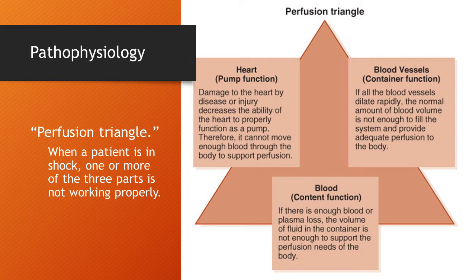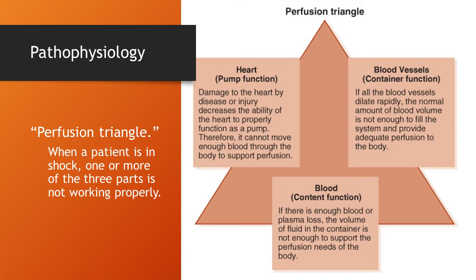In its simplest form, shock is inadequate tissue perfusion. This means that oxygenated blood can no longer reach the tissues and the cells to support normal metabolism. Normal body function requires that cells receive a sufficient supply of oxygen, glucose, and nutrients to produce energy. Metabolism of oxygen and nutrients produces waste products, such as carbon dioxide, which must be removed. This exchange of oxygen and carbon dioxide, nutrients, and waste products is known as perfusion.